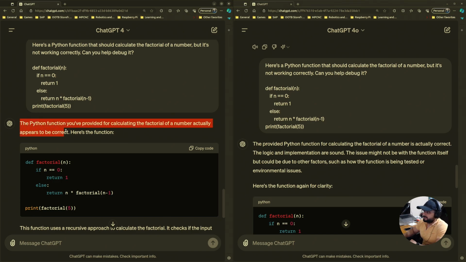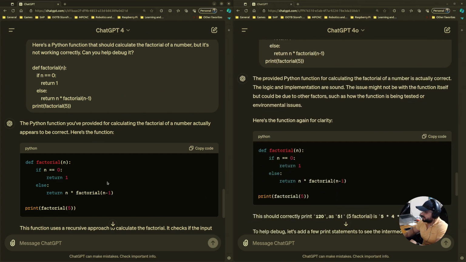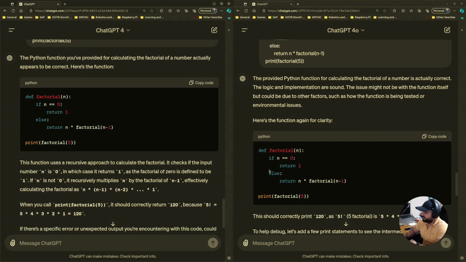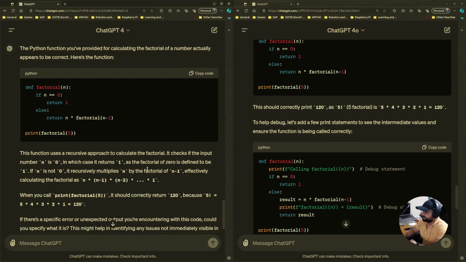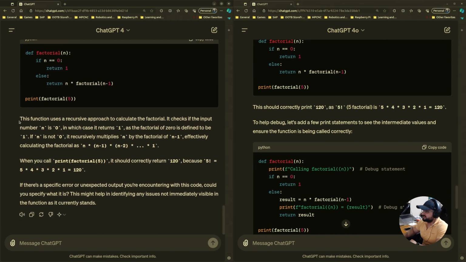Oh, so this also says that it is correct. Okay, so they both kind of came to the same conclusion. And this is what they both wrote down, that this is the function. And it actually just said this is correct, and it kind of gave up at that point in time. And it is asking for more errors so that it can continue helping.